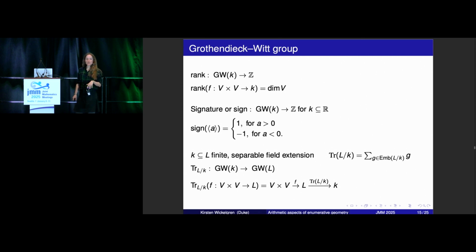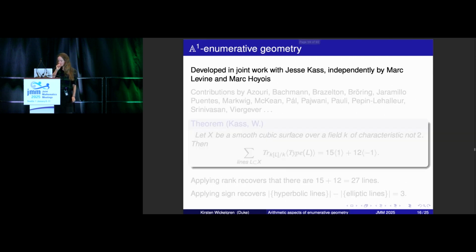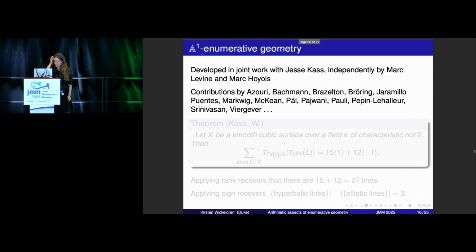So let's go back to our goal of doing enumerative geometry with A1 homotopy theory. This was developed in joint work with Jesse Cass and independently by Mark Levine and with work by Mark Hoyois. And it's lucky to have contributions by Azouri and Bachmann and Brazelton and Bröring and Jaramillo Puentes and Markwig and McKean and Paul and Pajwani and Pauli and Pepin Lehalleur, Srinivas and Vergiver, among others.